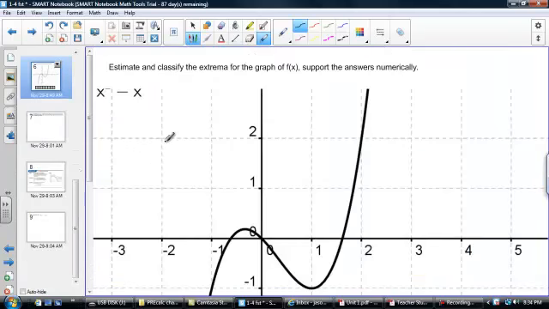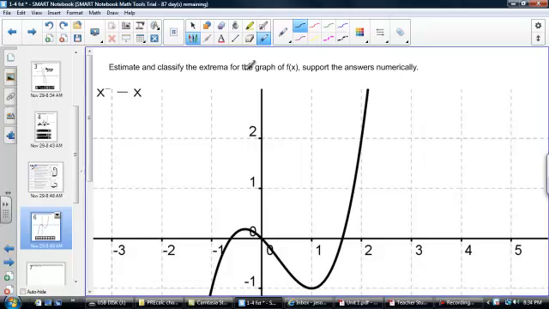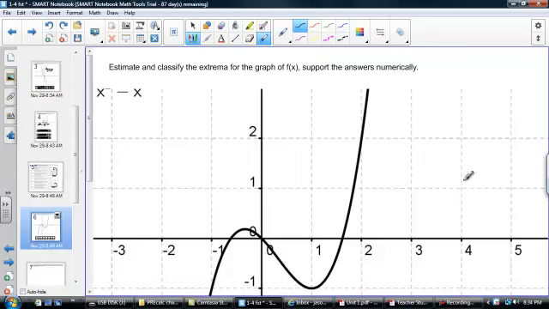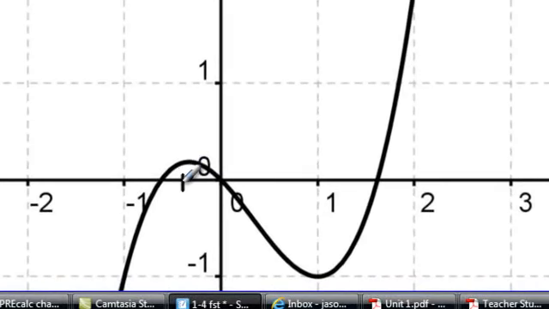Okay, it says estimate and classify the extrema for the graph of f of x. Support your answer numerically. Now, when I look at this, you have to estimate where it is and classify it. So when I'm looking at this, it looks like it's about 0.5, and it's a relative maximum. I have a relative maximum at 0.5.